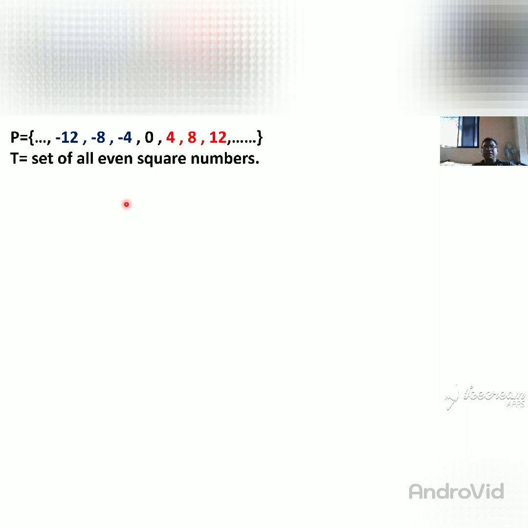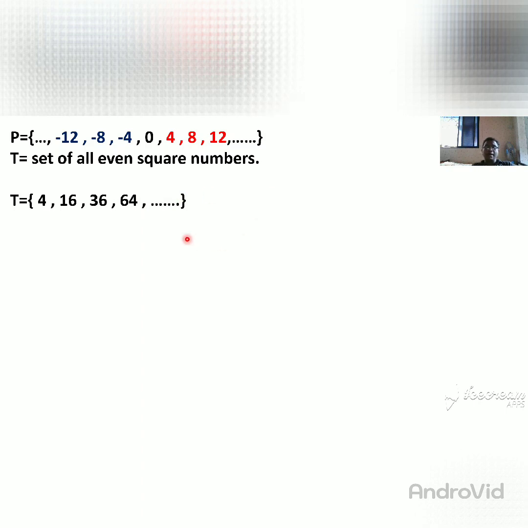T is the set of all even numbers squared. An even number starts from 0, so we can write the set here. See, 2 squared is 4, 4 squared is 16, 6 squared is 36. I have taken 2. Why not 1? Because 1 is an odd number, and 2 is an even number. So 2 squared is 4. Why not 3? Because it is odd. I have taken 4; 4 squared is 16. 6 squared is 36. 8 squared is 64, and so on. So these are all the even numbers.